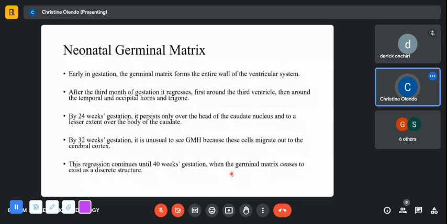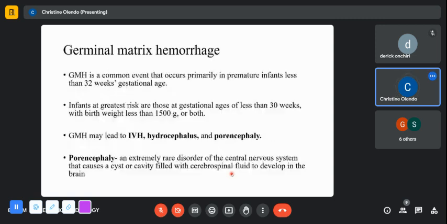When we progress now to 32 weeks of gestation, it is unusual to see germinal matrix hemorrhage because the cells migrate out to the cerebral cortex. So the regression continues until 40 weeks when the germinal matrix ceases to exist as a discrete structure. Right. So now we go through the germinal matrix hemorrhage.